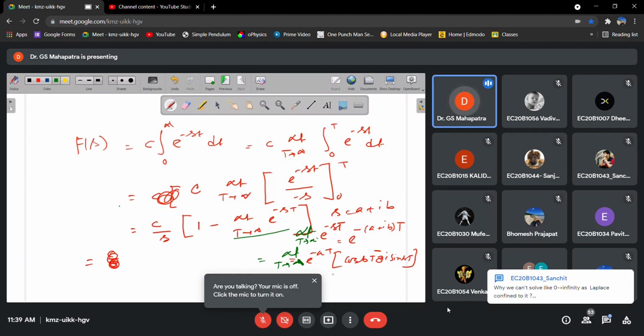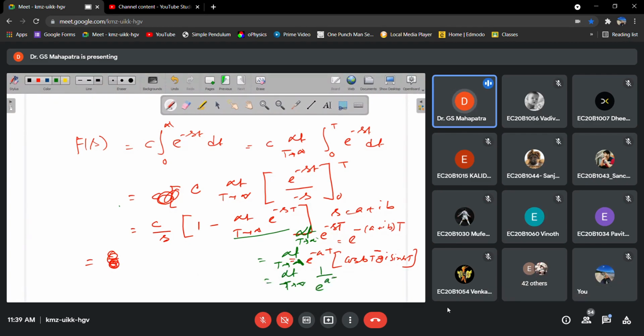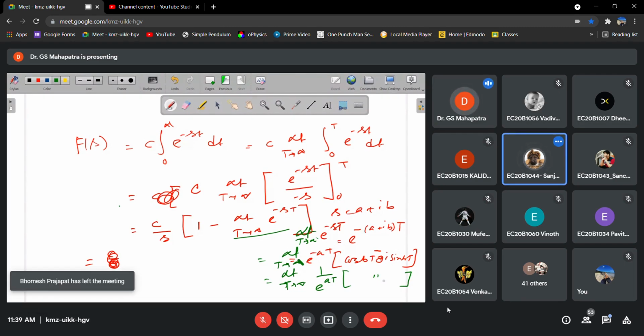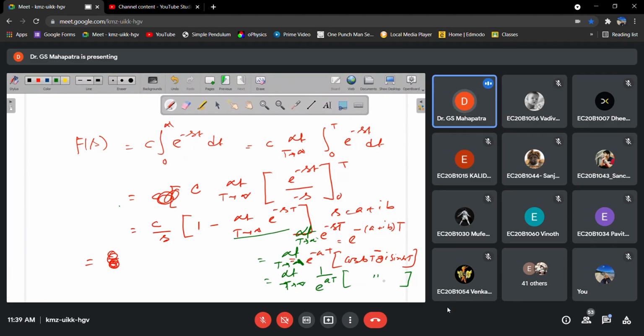Limit t tends to infinity of 1 by e to the power at. Am I correct? Yes, sir. So when t tends to infinity, what is the value of 1 by e to the power at? 0, sir. Then what is the integration? 0, correct? If it is 0, then the total is 0. That's why this part, a plus ib, this is the real part.